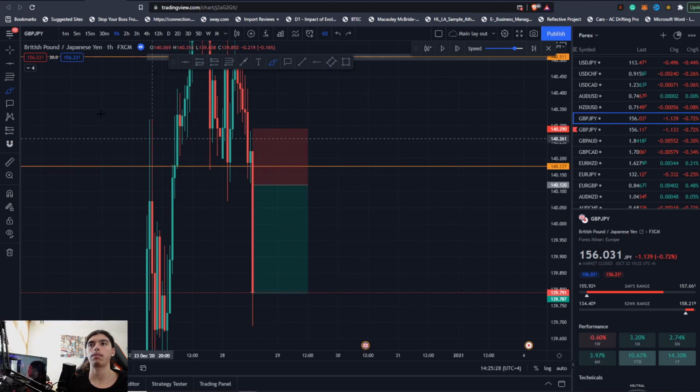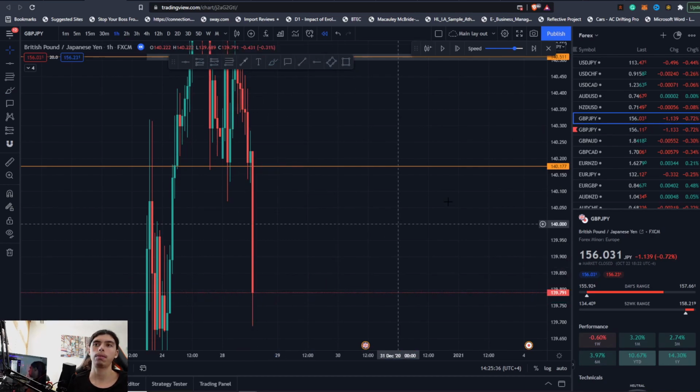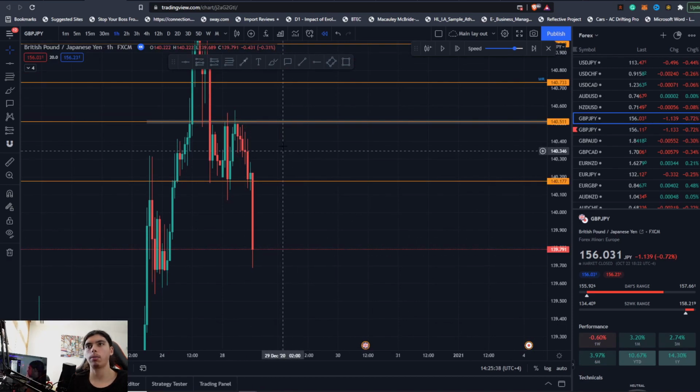So what was our stop loss? We had a 17 pip stop, and we got a 33 pip take profit. It's pretty good. Nice easy trade in one candle.